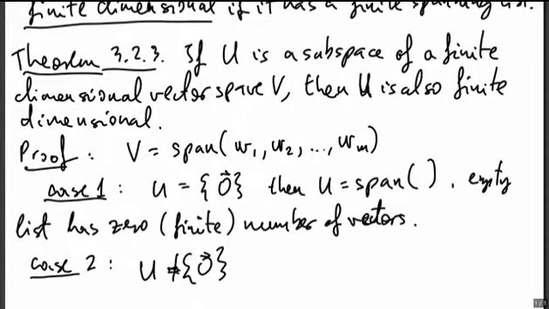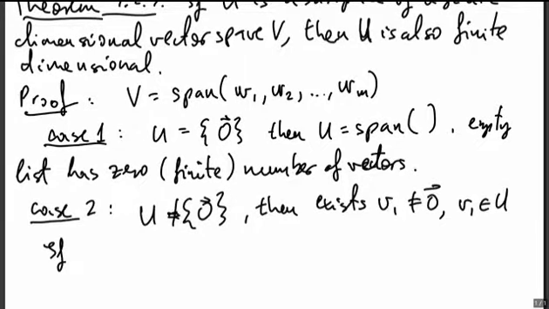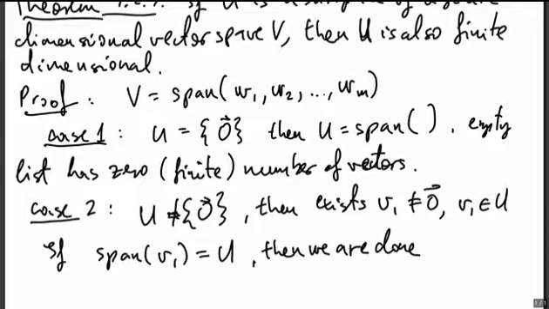So if it's not just the zero vector, then that means that there exists at least one nonzero vector V1 in this subspace. Then we check whether or not the span of this equals the whole subspace. If this is the case, then that means that one vector spans U. That means it has a finite spanning list, so it's finite dimensional. We are done. U is finite dimensional.